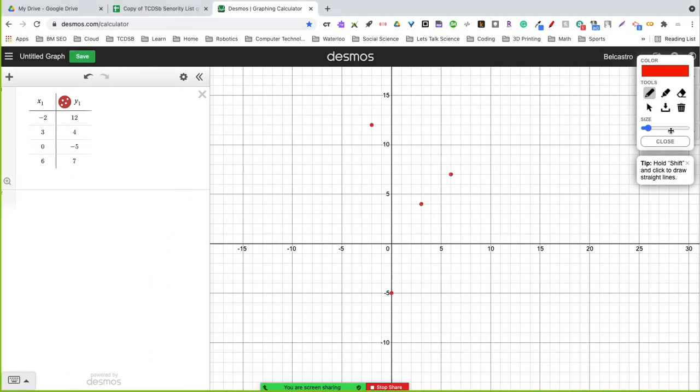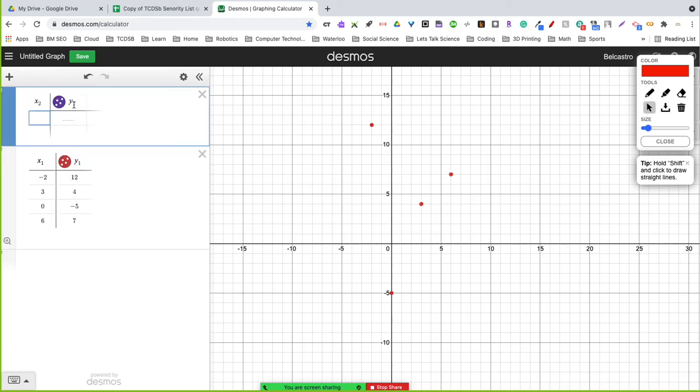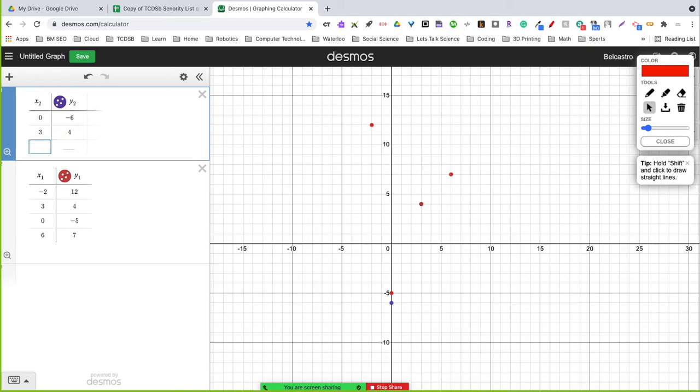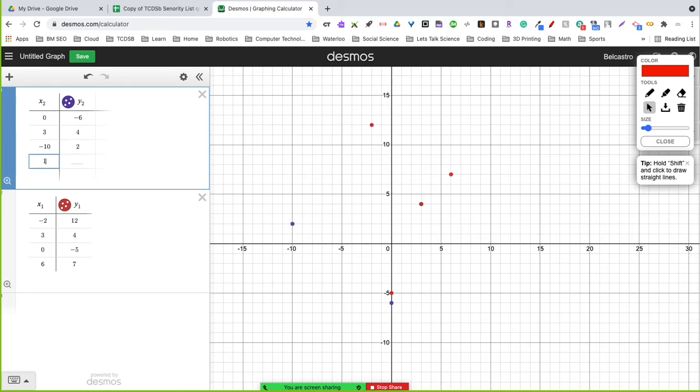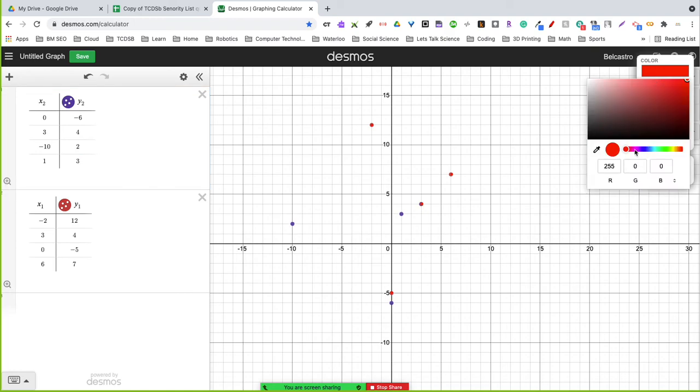So when we go to plot these, insert a new table. And our very first one is 0, -6, 3, 4 again. It's a popular one. Where did it go? -10, value of 2, and 1 and 3. Okay, so same idea as before. Change it to purplish. Where's purple? There it is.